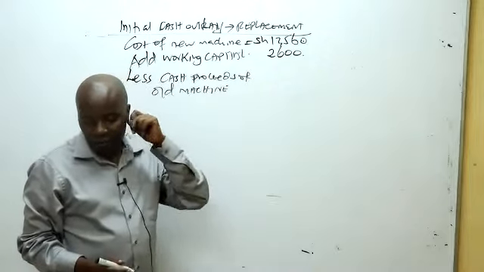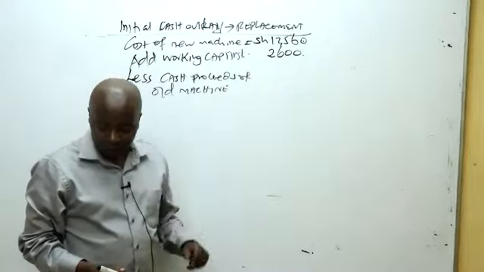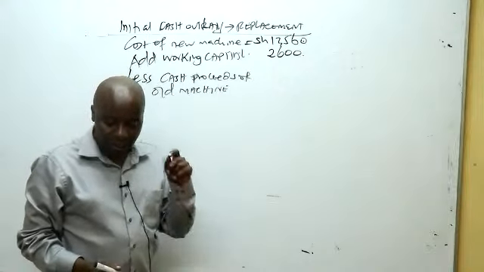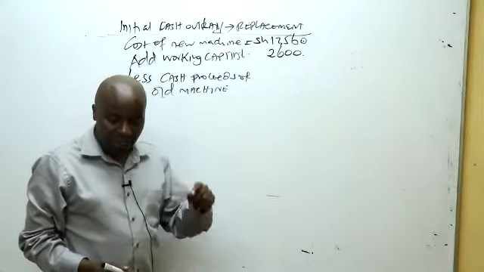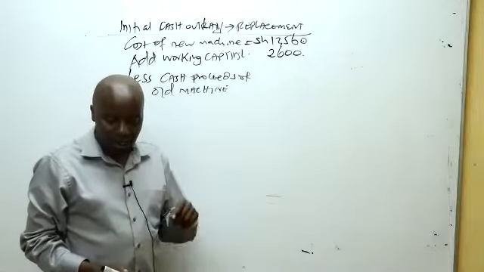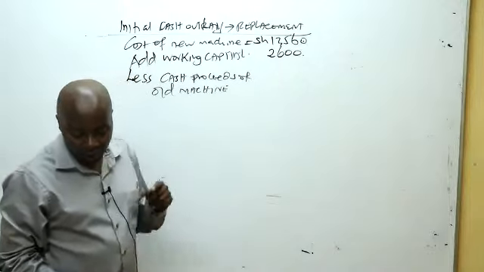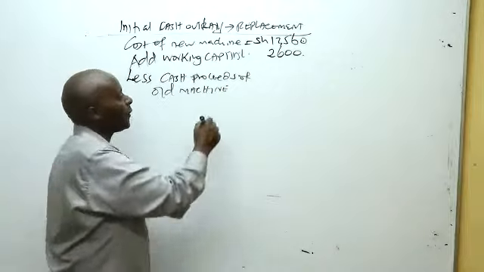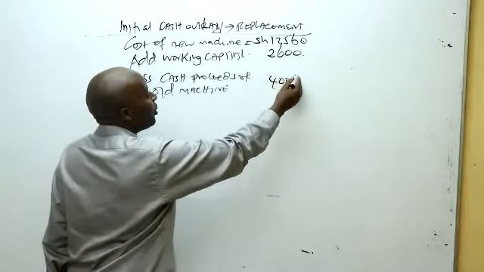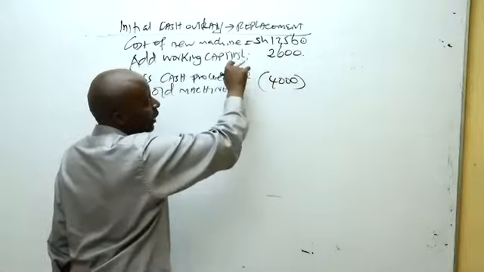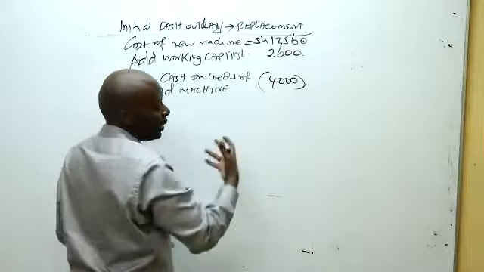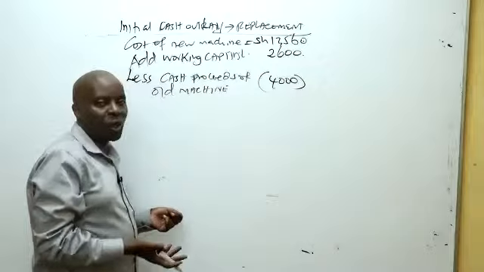What do we have there? Somebody, we are told in paragraph number 1, the last sentence of paragraph number 1, the existing machine can be disposed of now at 4,000. So in terms of cost, in terms of what I need at the beginning, this will be a relief on me. So I have to subtract.